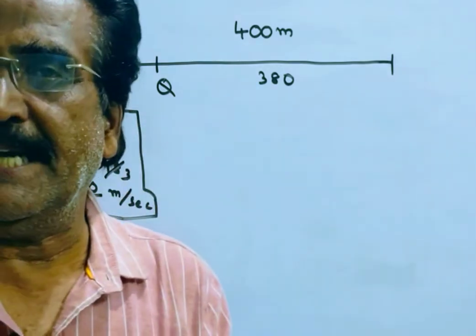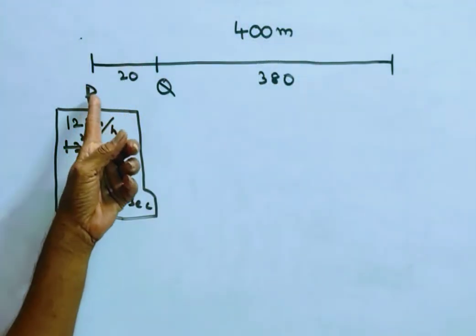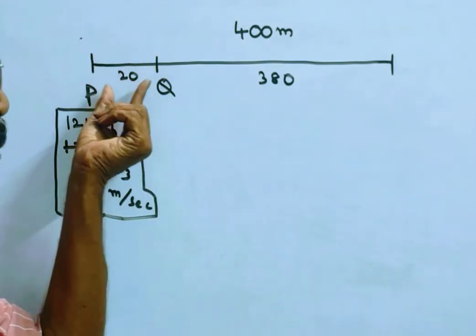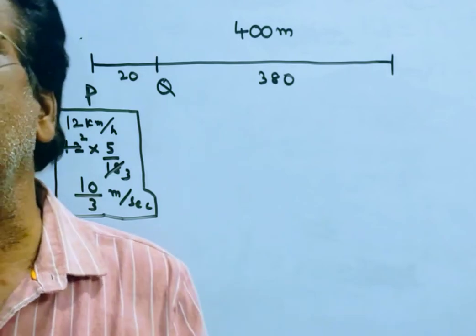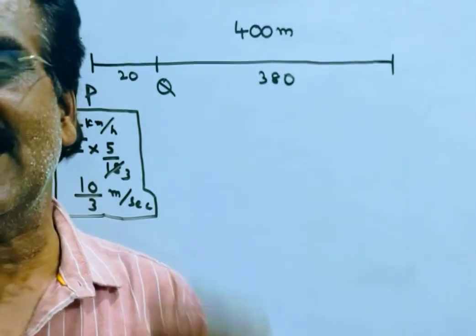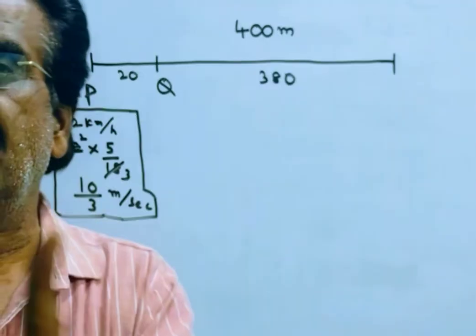Friends, P and Q take part in a 400 meters race where P gives Q a start of 20 meters and still beats him by 13 seconds. The speed of P is 12 kmph. What is the speed of Q?